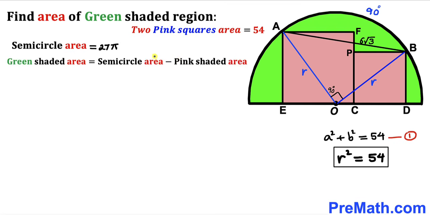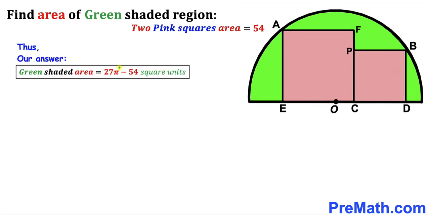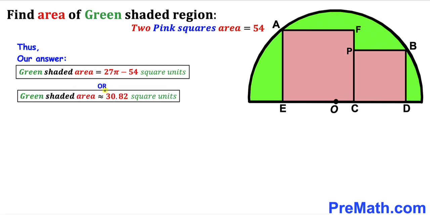And finally, let's recall this equation once again. Our green shaded area is going to be equal to the semicircle area minus this pink shaded area. And our semicircle area is 27 times pi, and our pink shaded area is 54. So therefore, we are going to substitute in this equation. So this is going to be 27 times pi minus 54. So thus our green shaded area turns out to be 27 pi minus 54 square units. And that is going to be approximately equal to 30.82 square units as well.